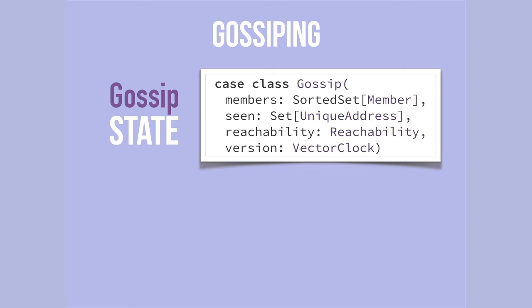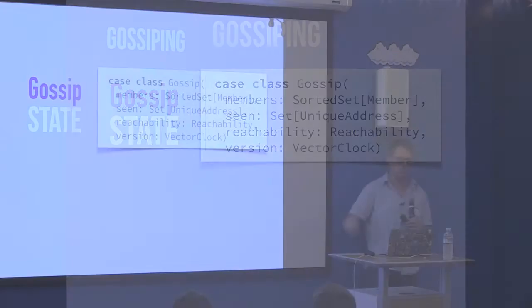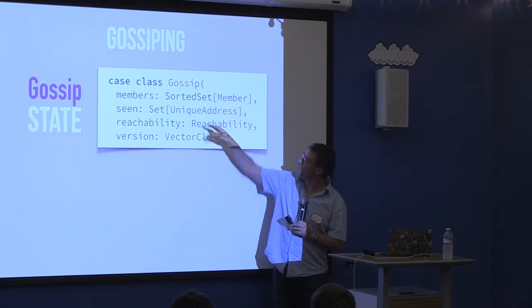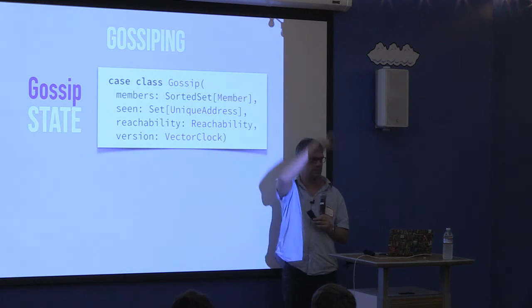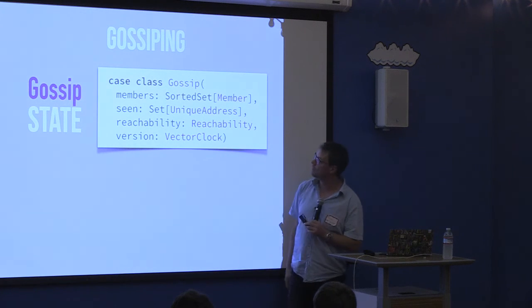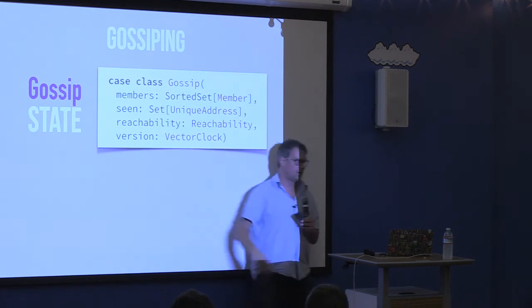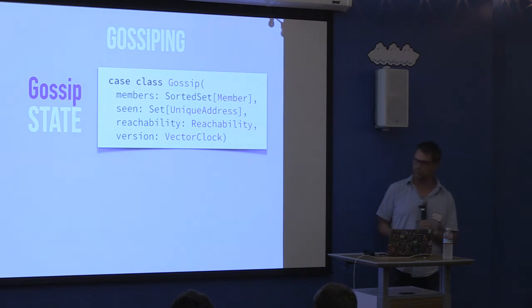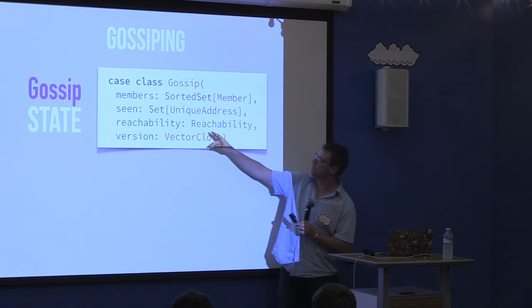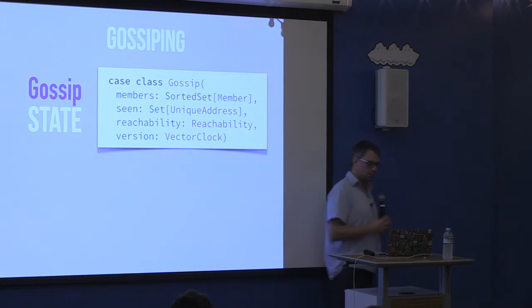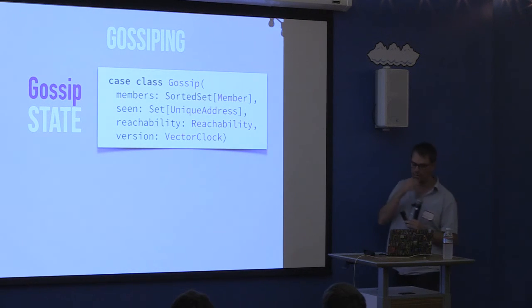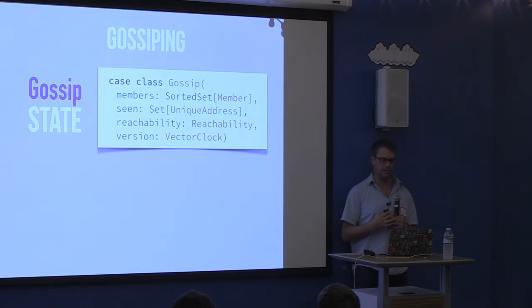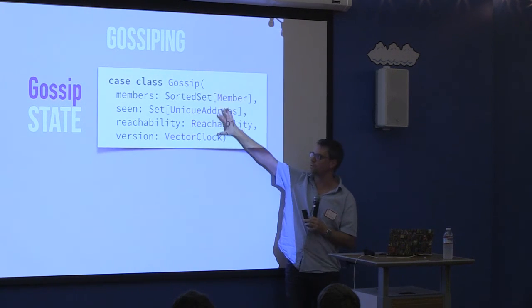So the gossip that we then send around when we do epidemic gossiping looks like this. We have a set of members, all the members. This is basically the node ring. That's why it's a sorted set. We have something called the seen set, and that's extremely important. I'll talk more about that in a second. Then we also have a list of all the nodes that are reachable, or even more important, unreachable. These are the nodes that are marked unreachable by the failure detector. And then we have this whole data structure versioned.